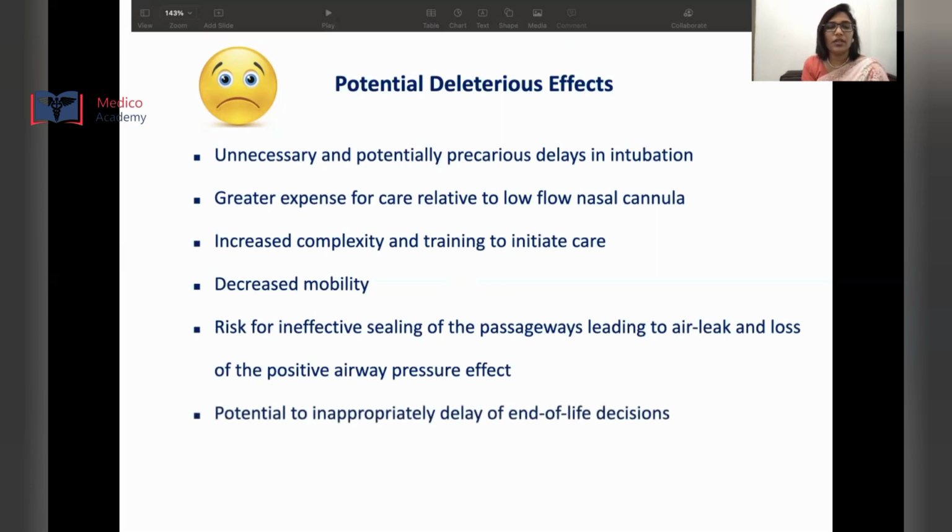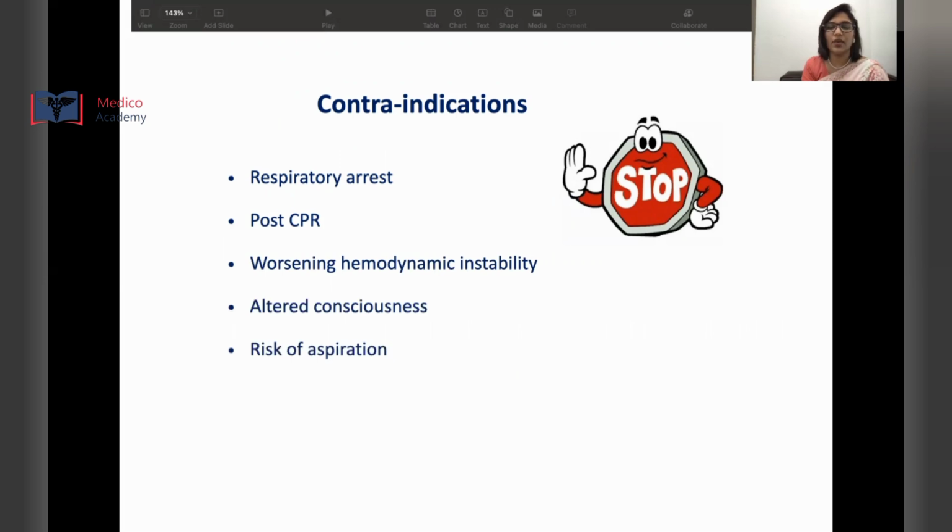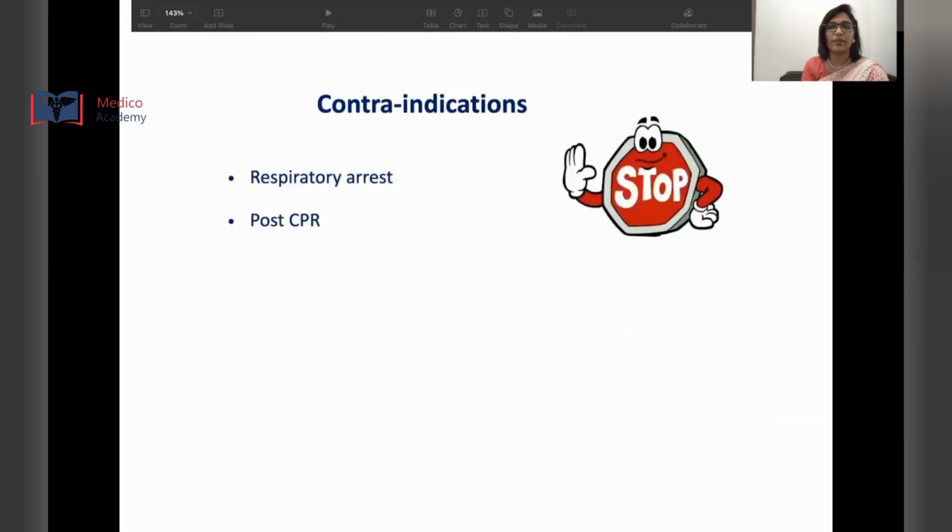There is also a potential to inappropriately delay end of life decisions, because you have put the patient on high flow nasal oxygen therapy in case of patients with do not intubate orders. Sometimes that results in unnecessary delay and prolonging a poor quality of life. The contraindications for high flow nasal oxygen therapy would be respiratory arrest, post CPR, worsening hemodynamic instability, and altered consciousness when you have a risk of aspiration.